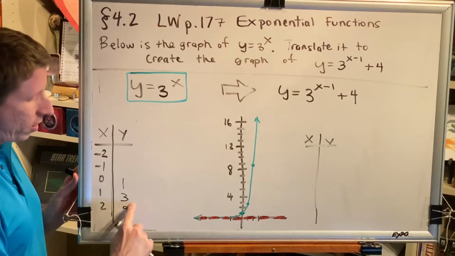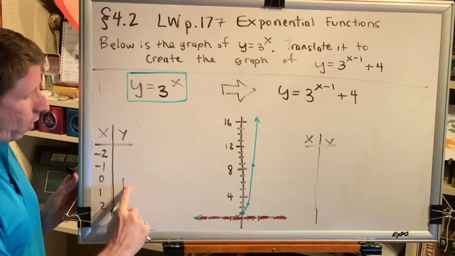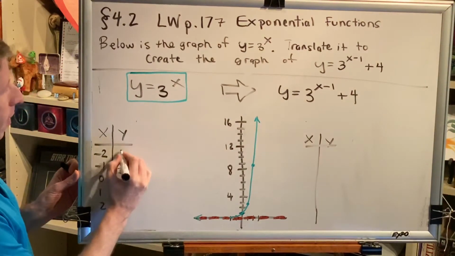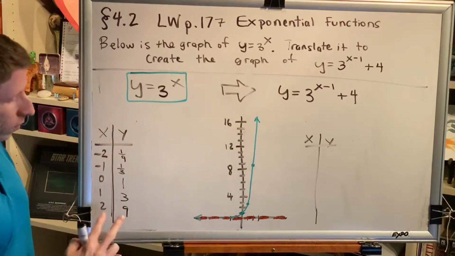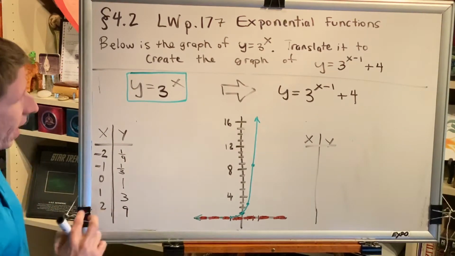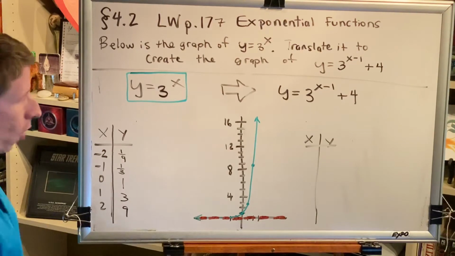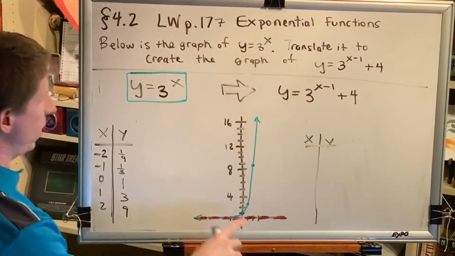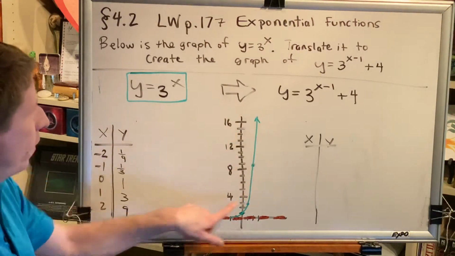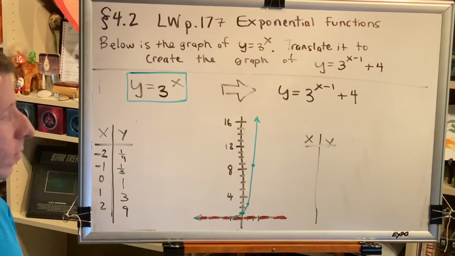9 divided by 3 is 3. 3 divided by 3 is 1. 1 divided by 3 is 1/3. And 1/3 divided by 3 is 1/9. We can very quickly and easily create the graph from this XY table of points. So, here are the values associated with the graph y equals 3 to the x power. We've got the graph in green and its asymptote in red.